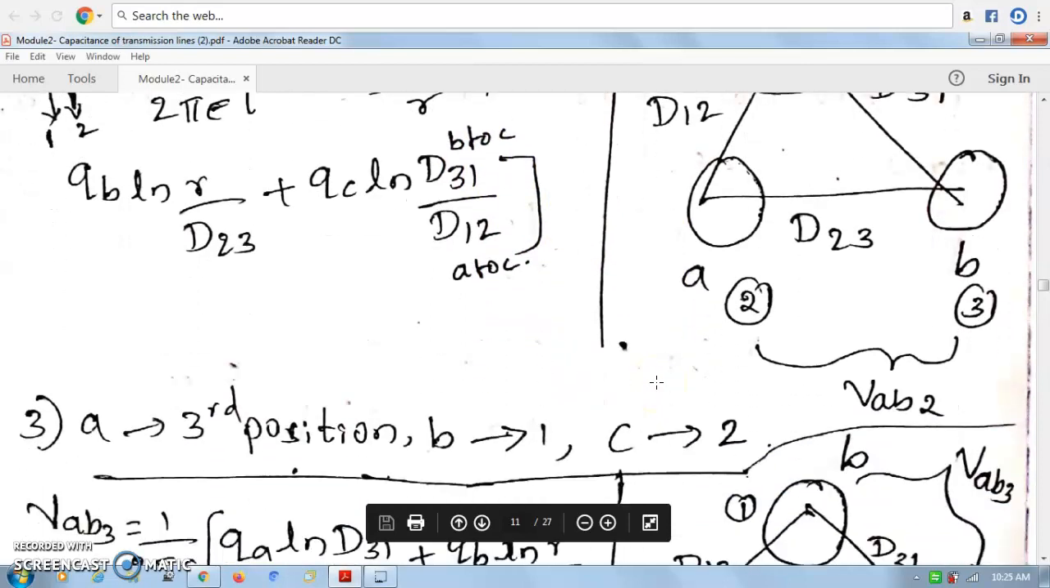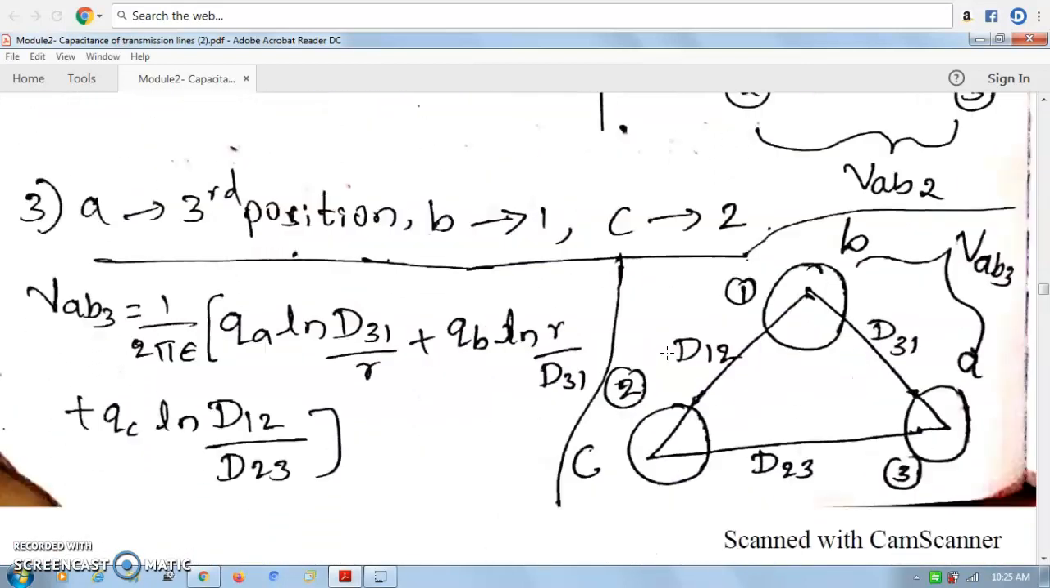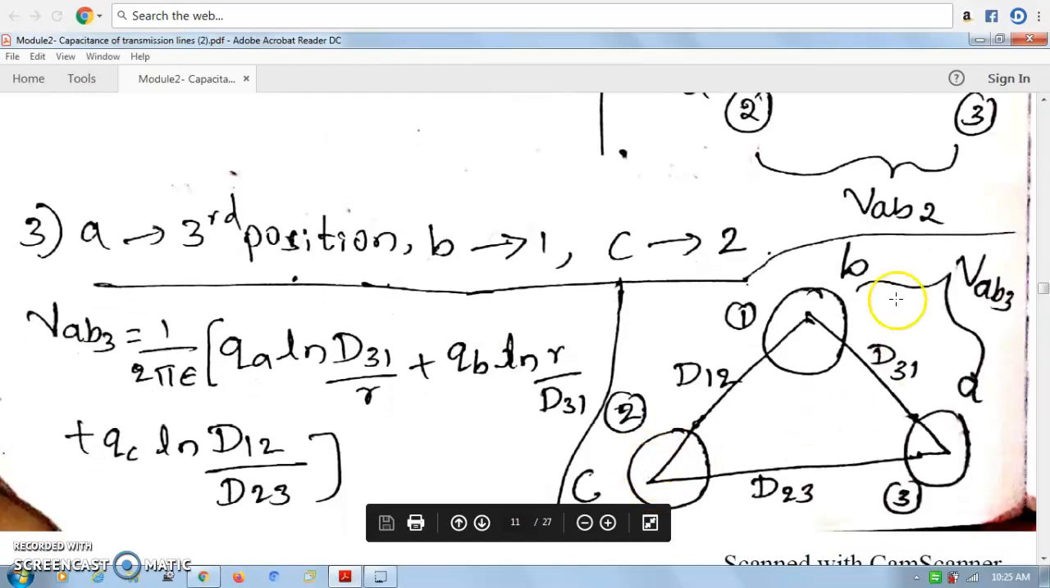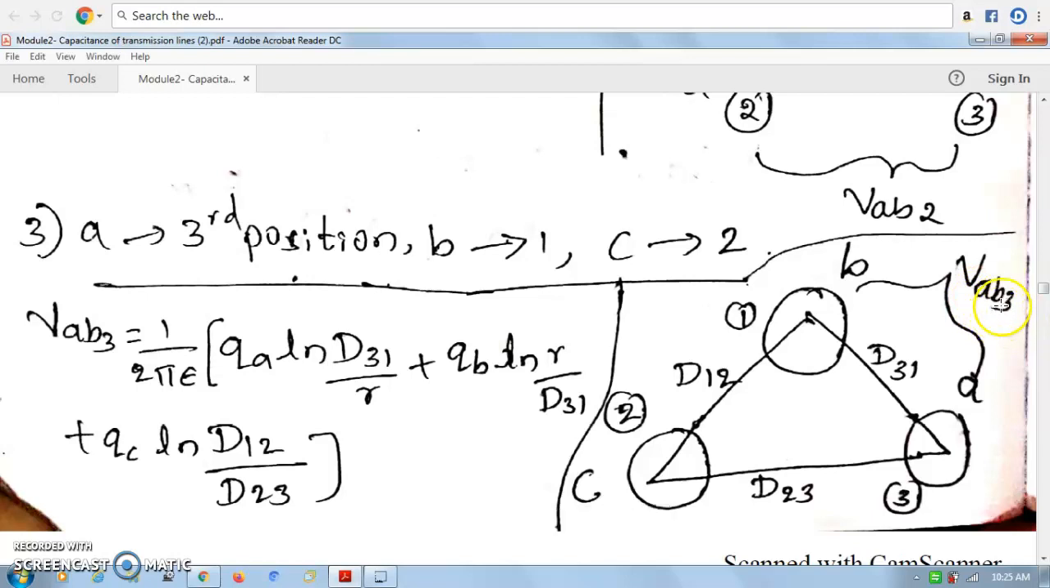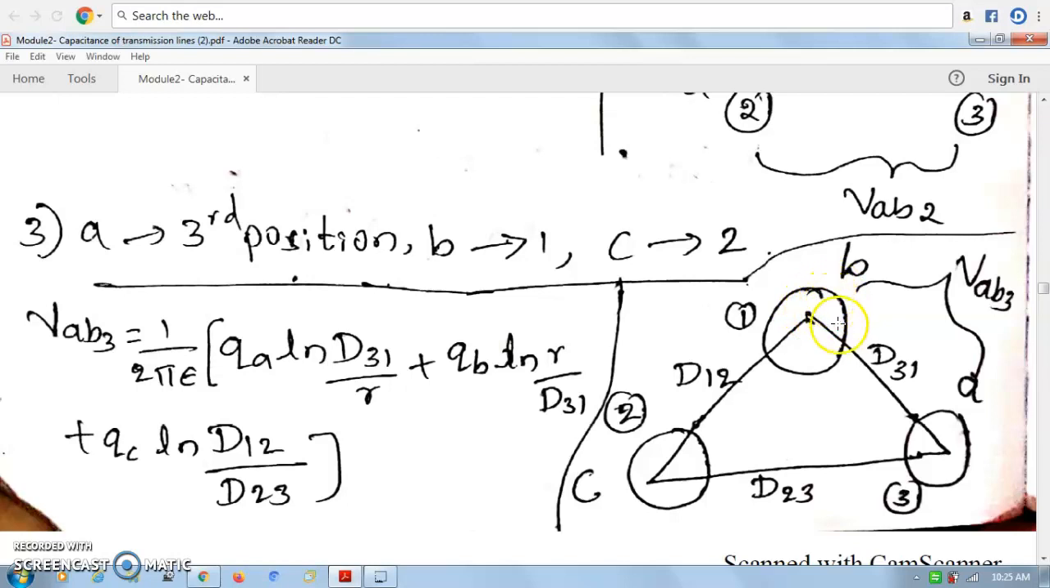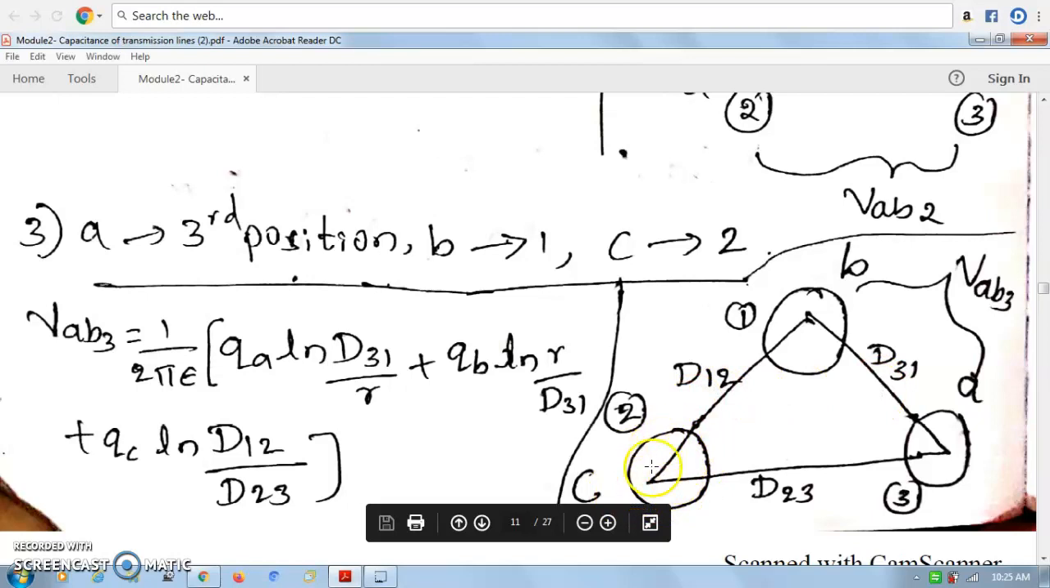Go through that. Next, when A is shifted to the third position, B is at the first position, C at the second position. Then VAB3, the potential between A and B when conductor A is at the third position: QA into ln of D31 divided by R plus QB ln R divided by D31. For QC, D12 divided by D23.